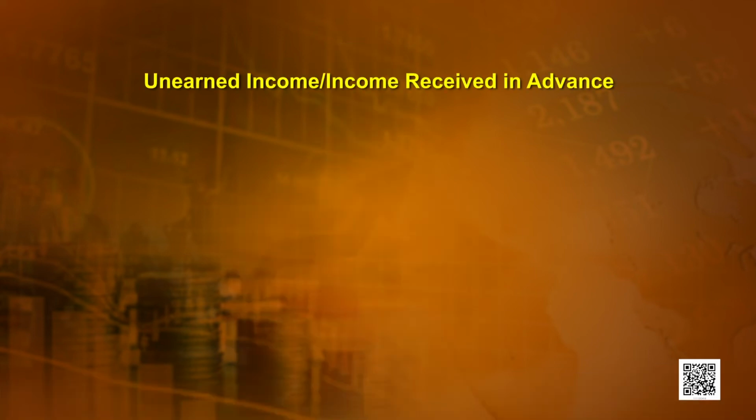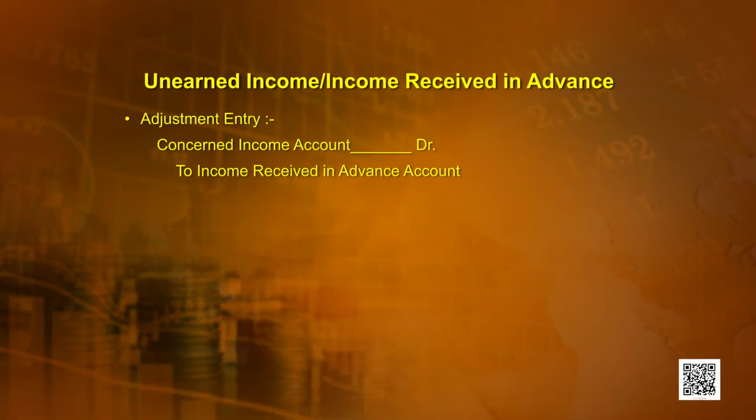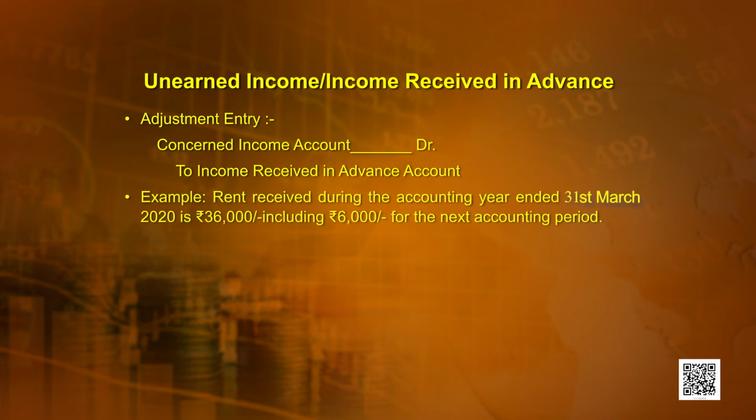Last adjustment of today's episode is unearned income or income received in advance. Unearned income means income that has not been earned but is received. Adjustment entry: concerned income account debited to income received in advance account. Example of the adjustment is: rent received during the accounting year ended 31st March 2020 is rupees 36,000, including 6,000 for the next accounting period.